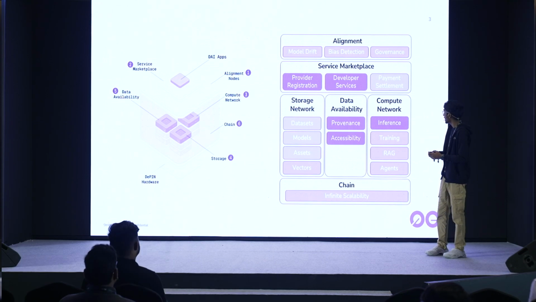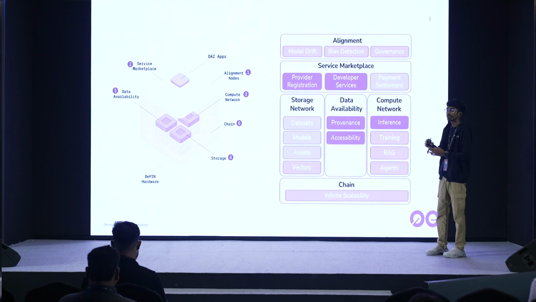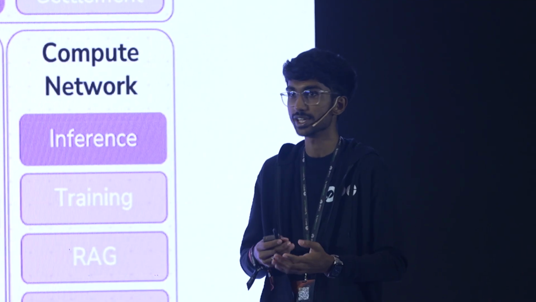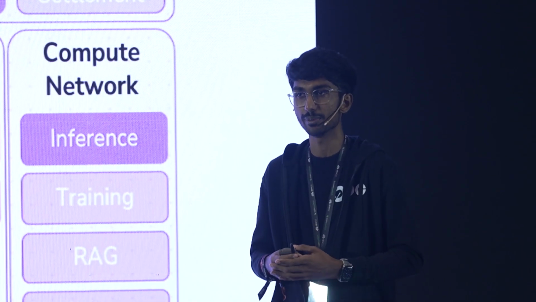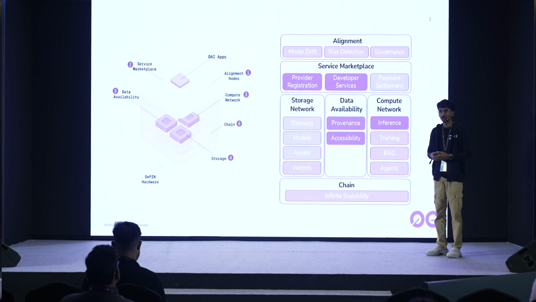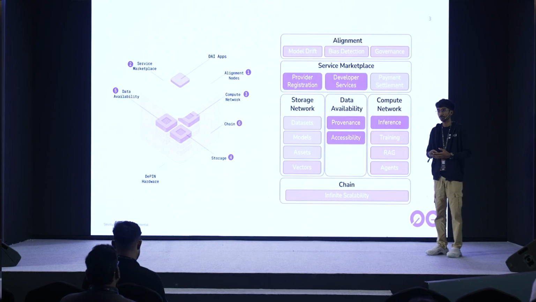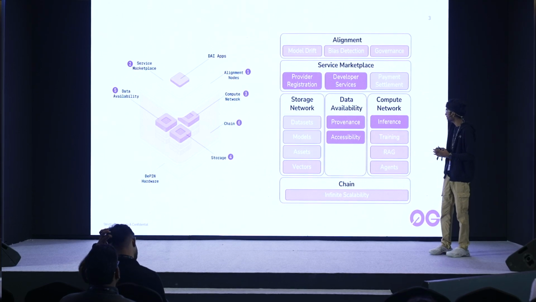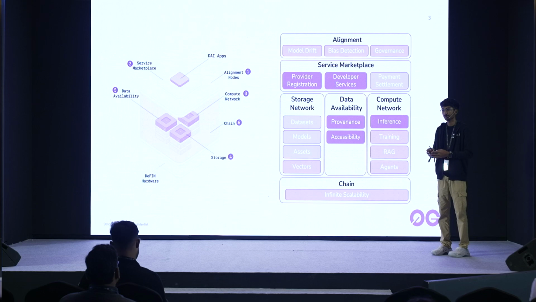Currently, on top of the chain, we have 3 core pillars: storage, DA, and compute. For storage, you can upload large-scale data sets, models, assets, and vectors. We recently achieved, using a framework from our team's research called DiLocoX, training and uploading a 100 GB plus parameter model onto Zero G's network. Moving on to the data availability layer, this acts like an off-chain verifiable solution for provenance and accessibility.